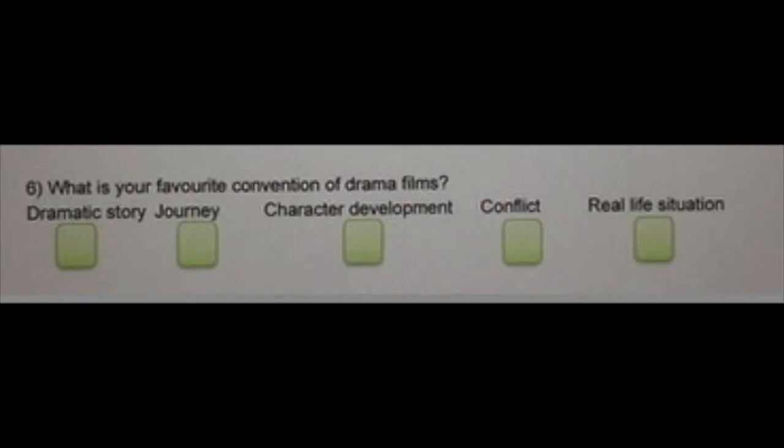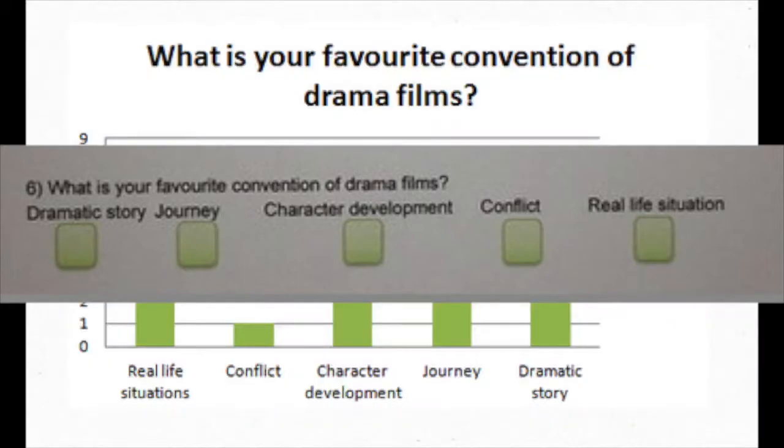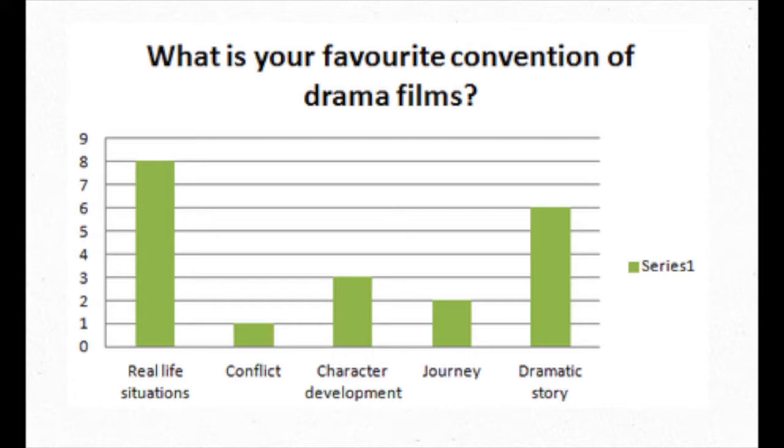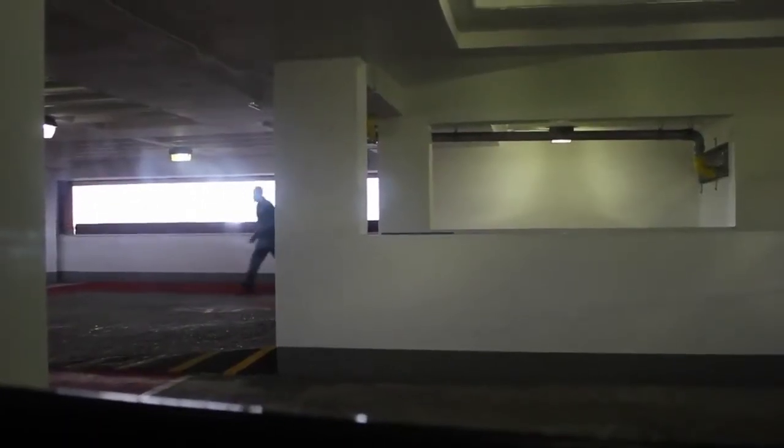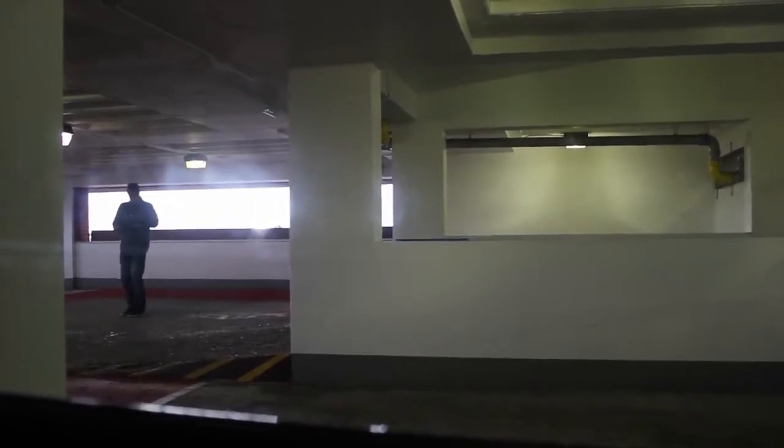We established the main conventions of a drama film and incorporated it within the questionnaire. Conventions included dramatic storyline, a journey, character development, conflict, and real-life situation. The majority opted for real-life situation and a dramatic storyline. The conventions of a dramatic storyline is heavily portrayed in our opening clip. We are introduced to action as our protagonist breaks into the car.